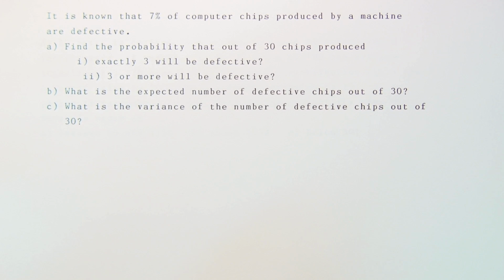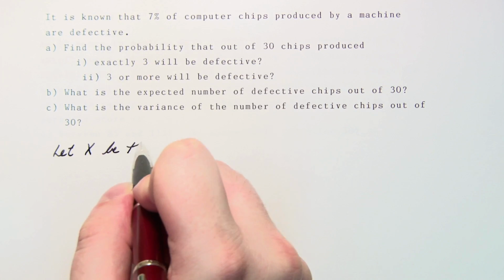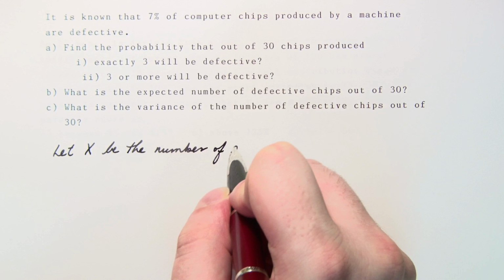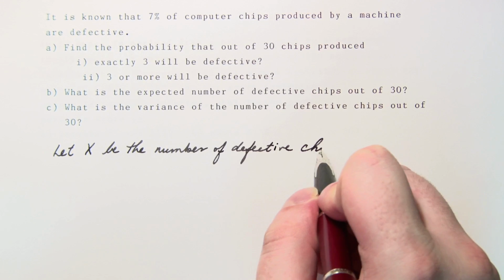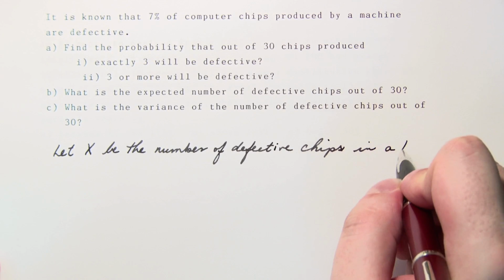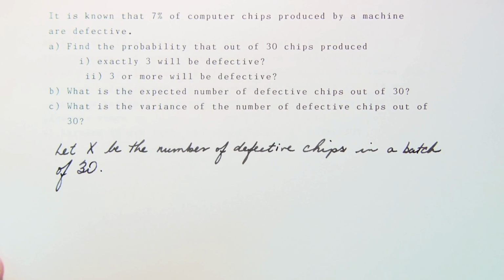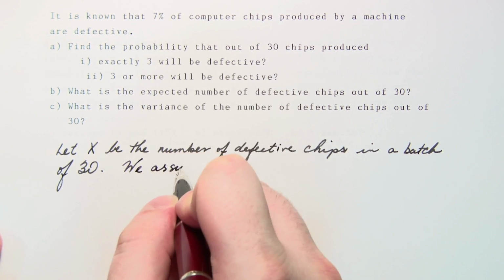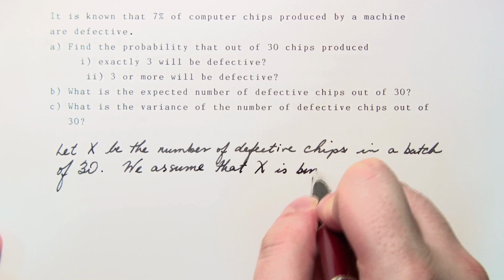Okay, so the first thing I'm going to do is let x be the number of defective chips in a batch of 30. What I'm going to say is that we're going to assume that x is binomially distributed.